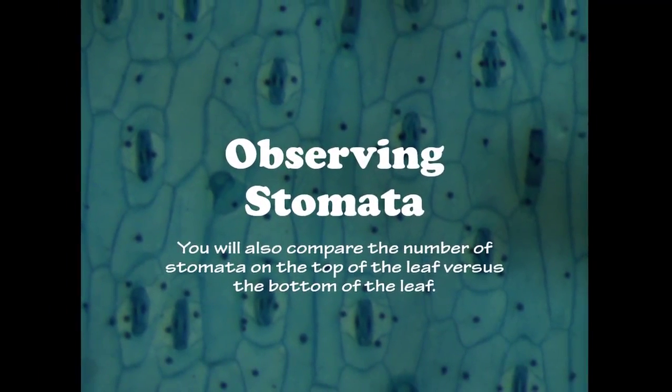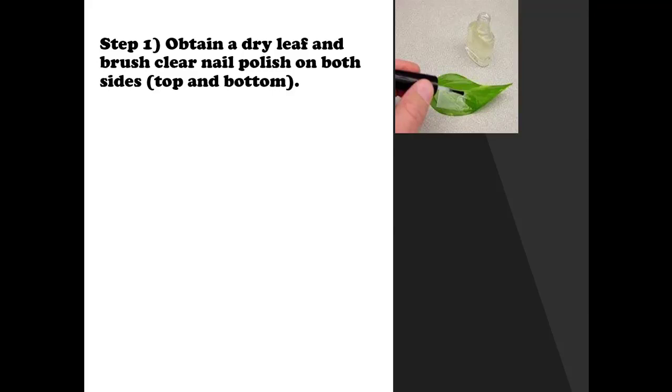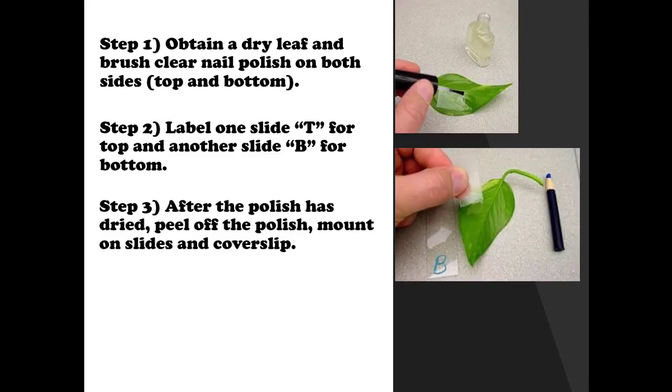You will also be comparing the number of stomata on the top of a leaf versus the bottom of a leaf. In order to do this, you will obtain a dry leaf and then brush clear nail polish on both sides, top and bottom. Then you will take 2 microscope slides and label one T for top and the other B for bottom. Wait for the polish to dry.